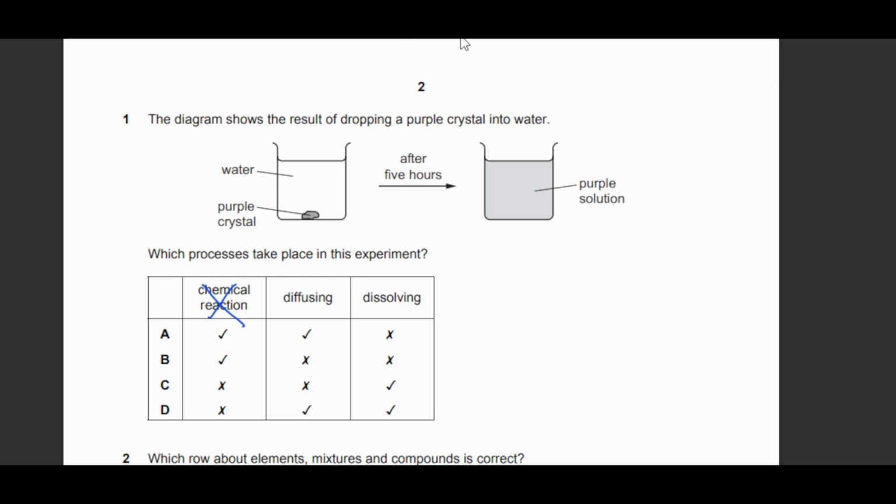Why is it not a chemical reaction? Because for a chemical reaction to occur, you need to have some sort of visible signs, right? If the purple crystal just turns into a purple solution, there's no specifically visible signs like fizzing or something like that, right? So therefore, it's not a chemical reaction. And secondly, is it diffusing? Yes, it's diffusing because the purple is getting spread out throughout the entire solution. So diffusing is correct. And finally, dissolving. Is it dissolving? Yep, the solid turns and is spread throughout the liquid, so it also is dissolving. Therefore, the answer has to be D.